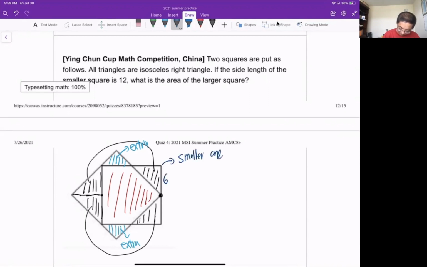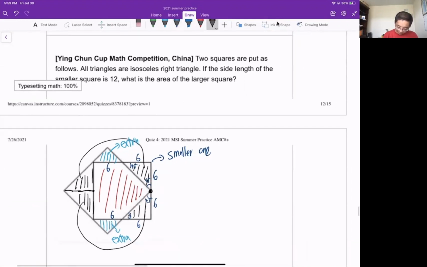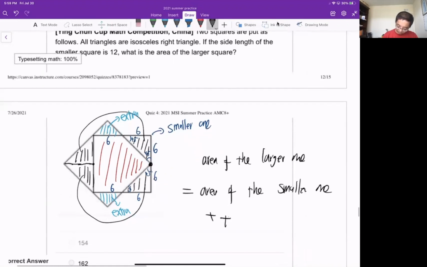All right, so the smaller one, we know the side is 12, and this will be 6, because it says they're all isosceles, right? 45, 45, 45, they're all isosceles. So this one is 6 and this one is 6. Then we know the area of the larger one equals the area of the smaller one plus 2 extra parts, right?